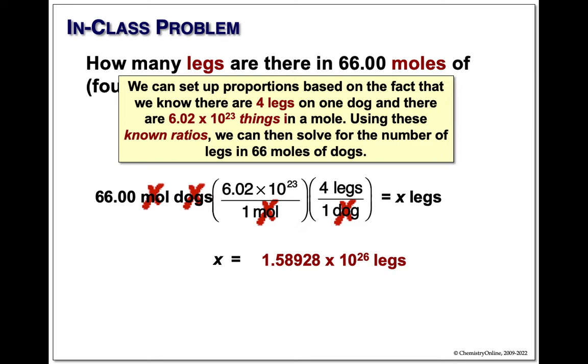If we look at our numbers here, we have 3 significant figures. This is a definition for a four-legged dog that has 4 significant figures, so we'll round this to 3. 1.59 times 10 to the 26. It's just a big number. It's a unit.